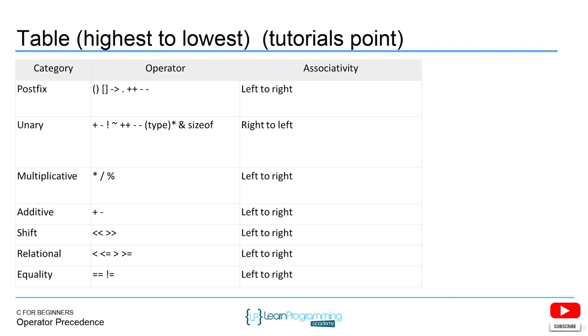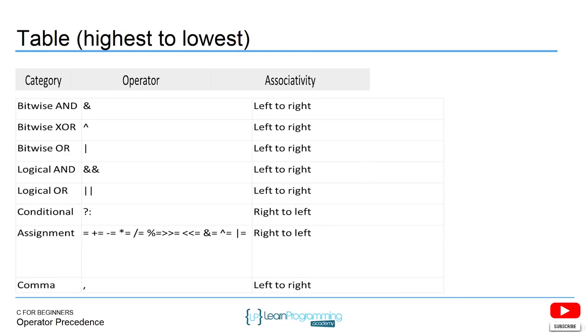You only have the associativity of right to left for the unary operators. The bitwise operators follow towards the bottom, all left to right. Conditional ternary operators, right to left. Assignment operators are always at the bottom. That's always evaluated last, and if there are multiple equals or other assignment operators, you evaluate right to left. And then comma is also referred to as an operator. That's left to right.